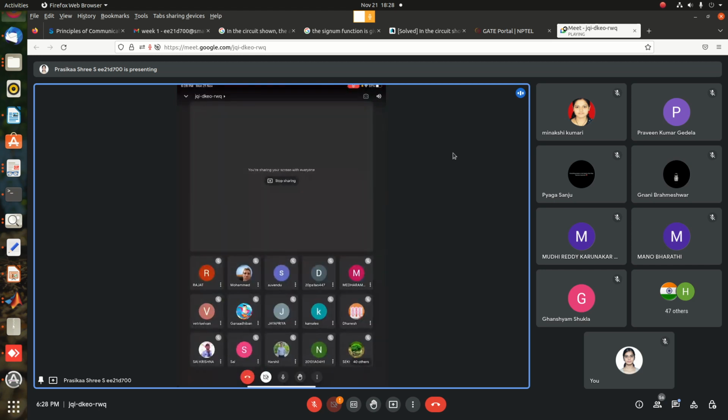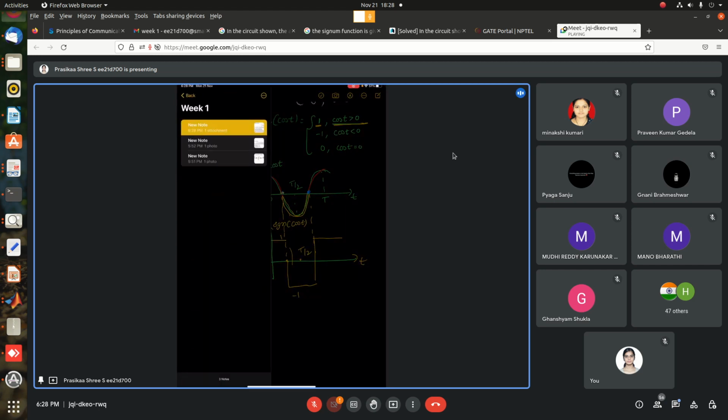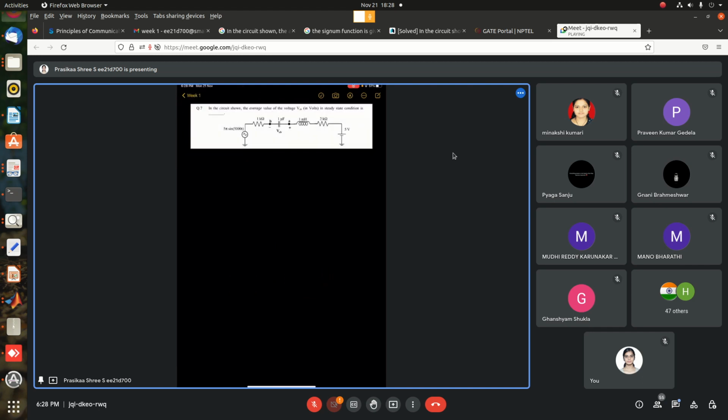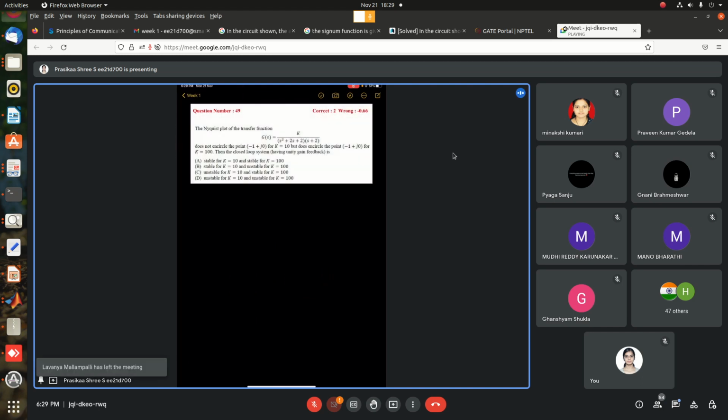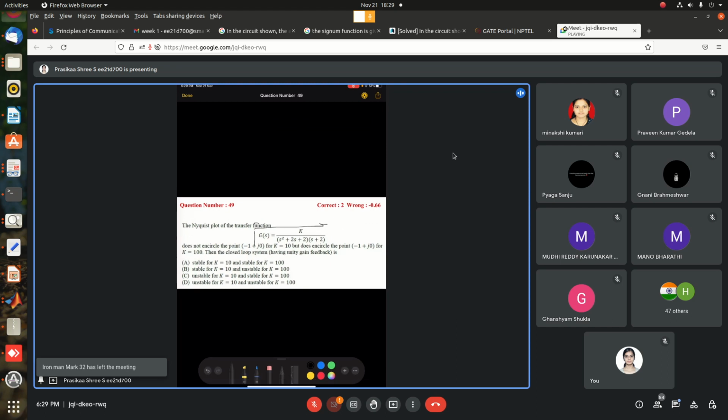I think my screen is shared. So the next question goes like this. We'll solve this question first. The Nyquist plot of the transfer function. They have given a transfer function G of s equal to K by (s square plus 2s plus 2) into (s plus 2) does not encircle the point minus 1 plus j0 for K equal to 10, and it encircles the point minus 1 plus j0 for K equal to 100. They are asking when the closed loop system is stable: for K equal to 10, and for K equal to 100.